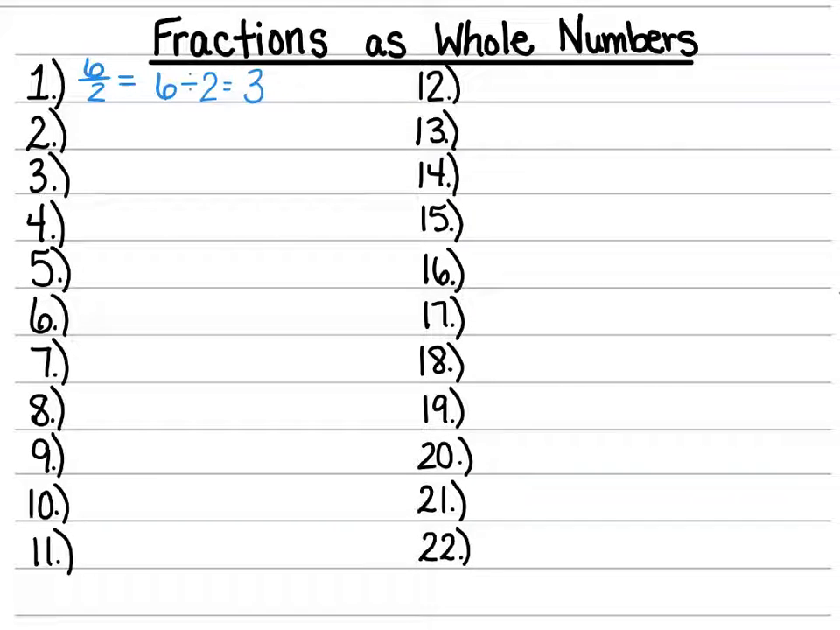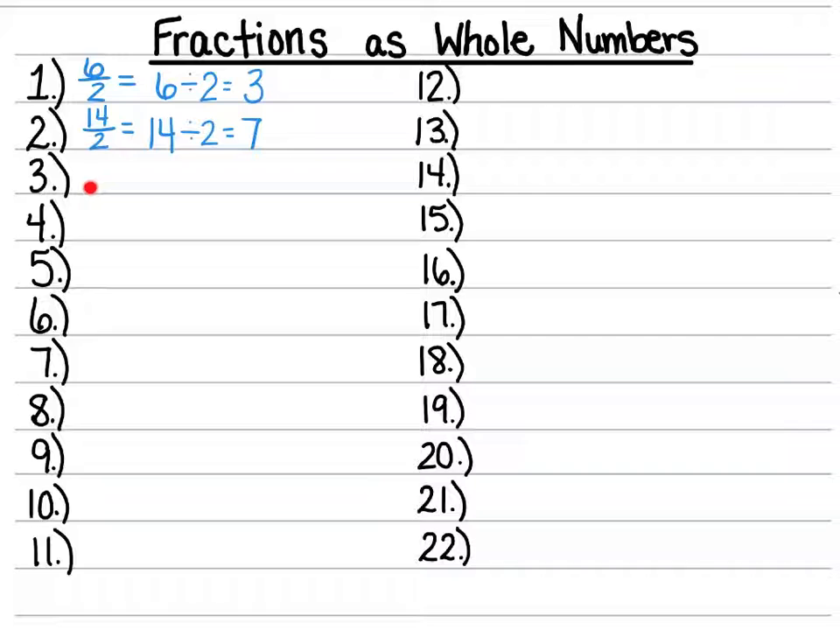14 halves. So you write 14 halves equals, write the division equation, and then put an equal sign and write your answer. So that would be 14 divided by 2 equals 7. All right, now I'm going to read you the rest of them.